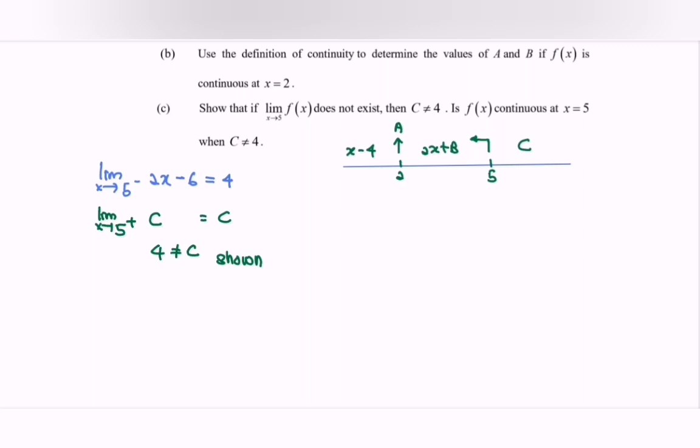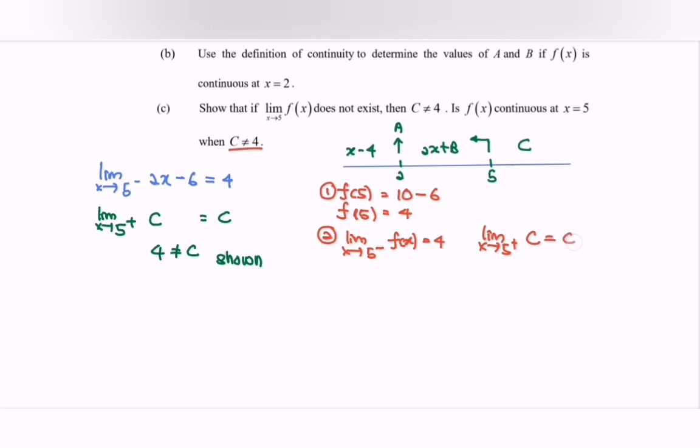Continue. Is f(x) continuous at x equals 5? So, step number 1, f(5). By referring to the situation, we have 10 minus 6 because b is negative 6. So f(5) equals 4. Second step, limit when x approaches 5 from the left for the function f(x), the value of y will be approaching 4. Limit when x approaches 5 from the right for the function c. So refer to the question. The question mentions that c cannot be equal to 4. So the limit when x approaches 5 from the right is the value c.